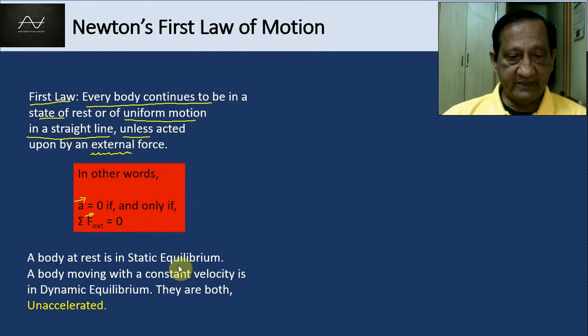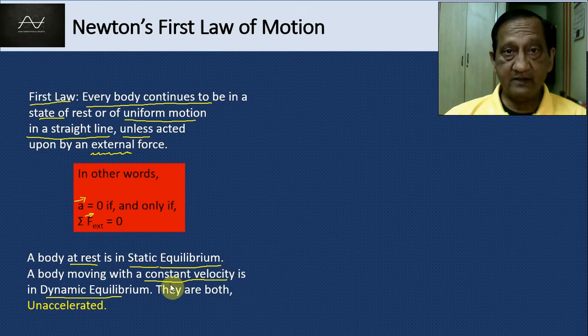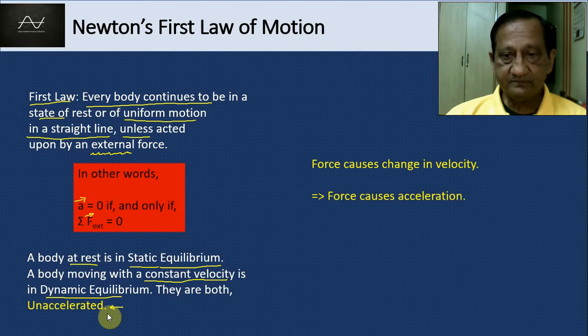That is called an equilibrium if the net force is zero. And static equilibrium means body at rest. Dynamic equilibrium means body with a constant velocity. Both of them are equivalent states, namely unaccelerated state. So force causes change in velocity or acceleration.